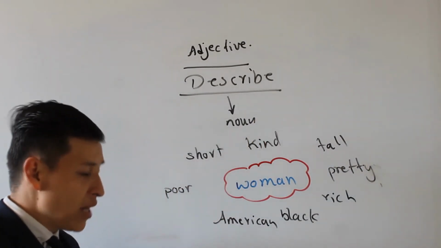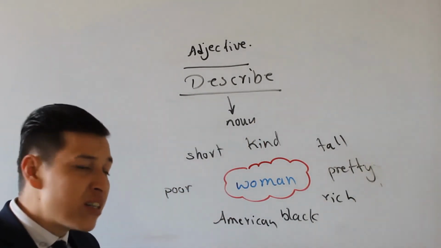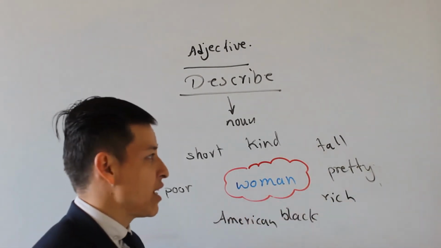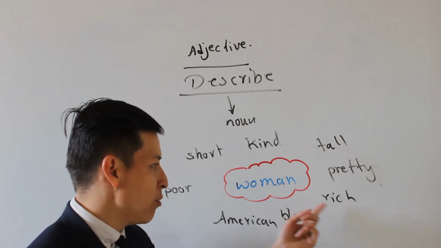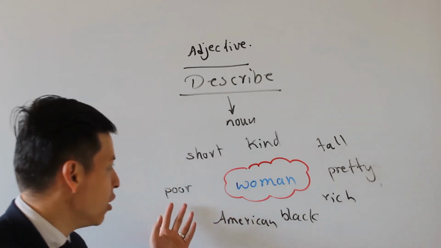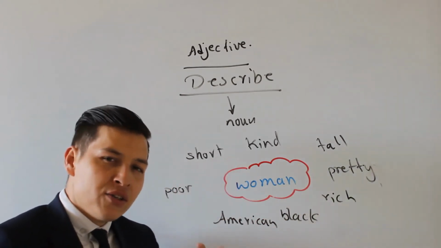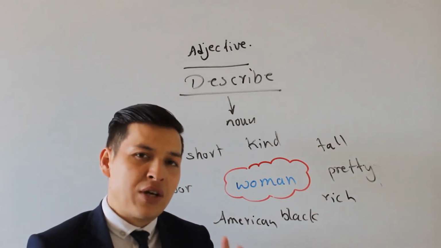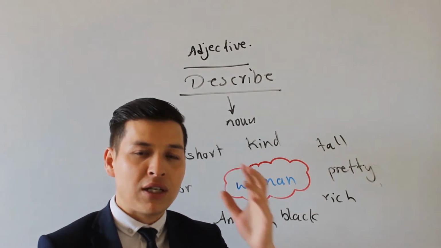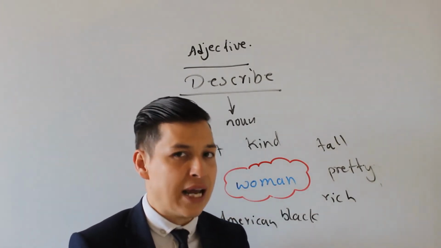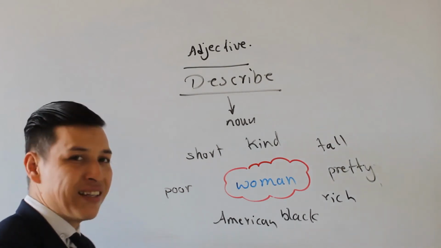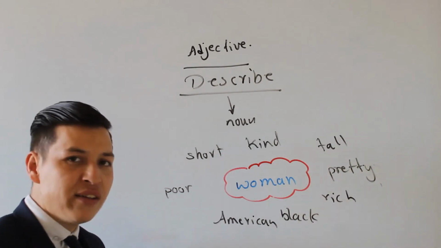As you see here, when we are describing a noun, we use an adjective. For example, we say a tall woman, a pretty woman, a rich woman, black, American, poor, short, kind. So we can say that an adjective is telling you or adding more information about a noun. For example, she is a kind woman.